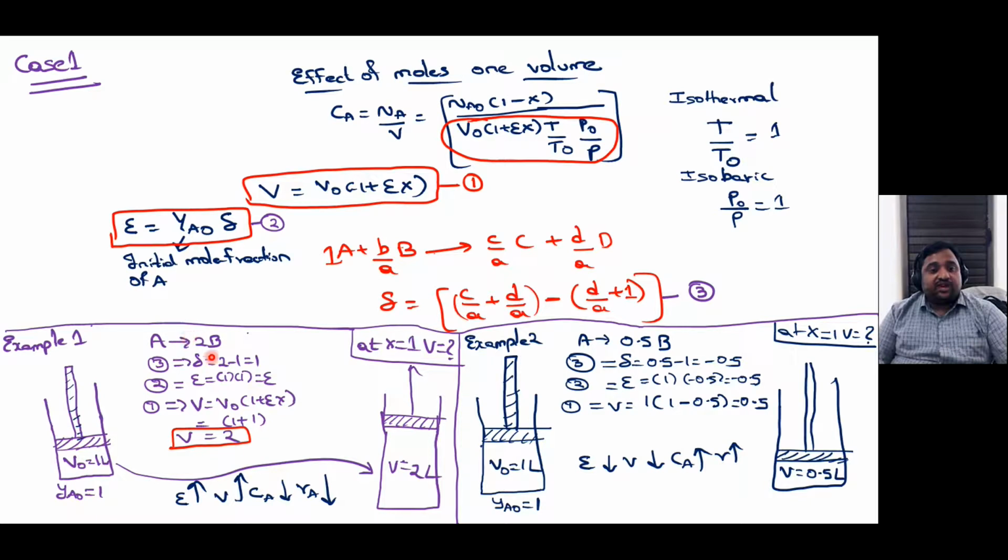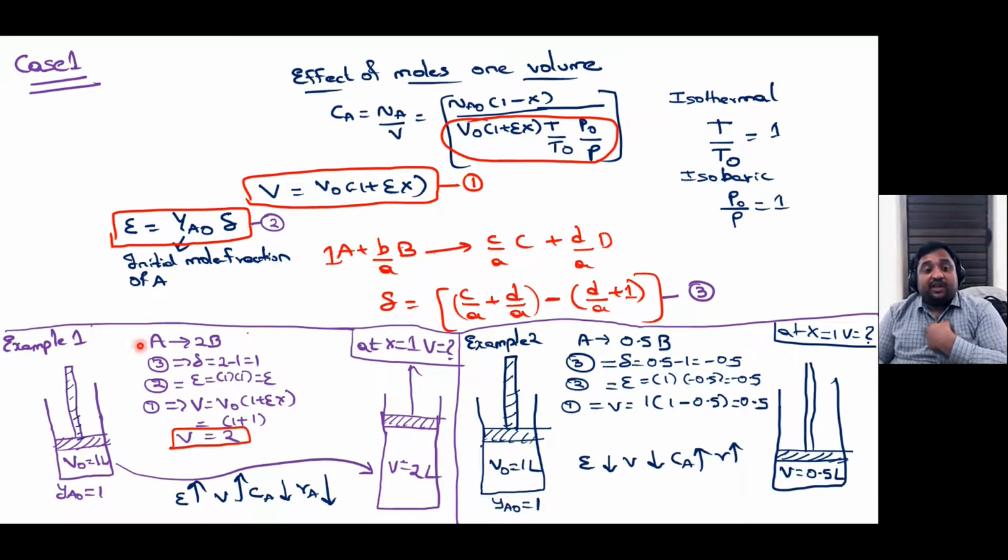So this is the reaction. Delta is equal to 2 minus 1. Epsilon is equal to 1 by A0 times delta, which is 1, so epsilon is equal to 1. And my final volume is equal to V0 into 1 plus epsilon into x. If I substitute the values of delta, epsilon and V0, where my initial volume is 1 liter, you are going to see the volume is equal to 2 now. That means at the end of the reaction, your volume will be double. You start with 1 liter, it will end with 2 liters.